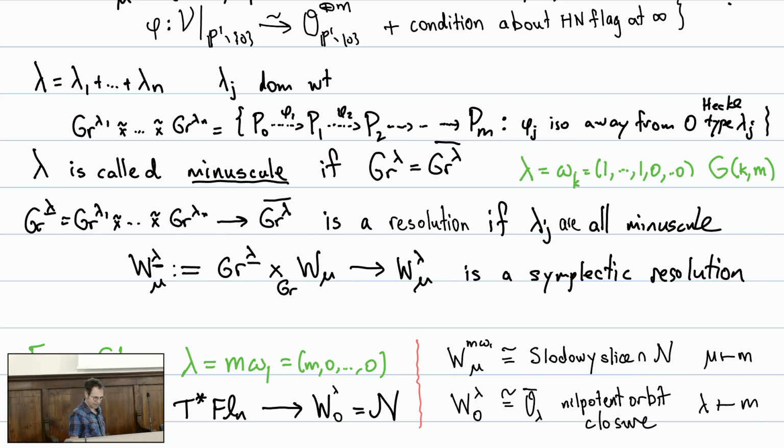So in this way, we can see that Slodowy slices, nilpotent orbit closures, and therefore their resolutions as well, if we were to work with this version here, are all examples of these W lambda mu's. I should say, in type A. This is always a type A story. Outside of type A, Slodowy slices or nilpotent orbit closures won't usually be of this form, W lambda mu. Any questions?